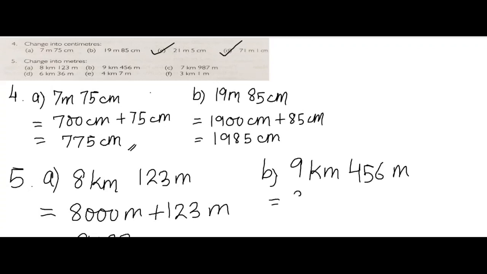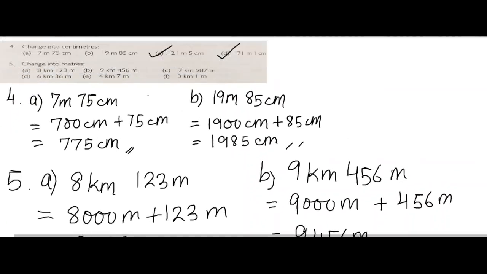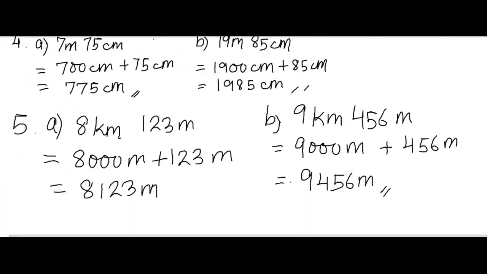So 9 kilometer means 9000 meters. Yes, 9000 meters, and 456 is already in meters. So you just have to add 456 meter. So what answer will you get after adding? 9456 meters? Okay, children. So hope till here everyone is clear. Number C you can do yourself. Number D, I will do number E now.